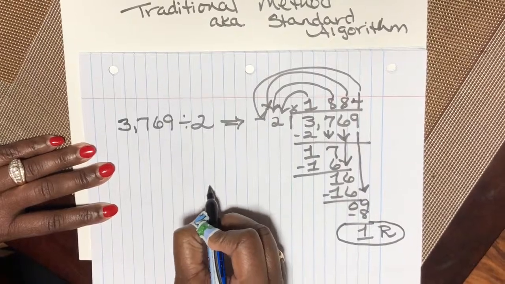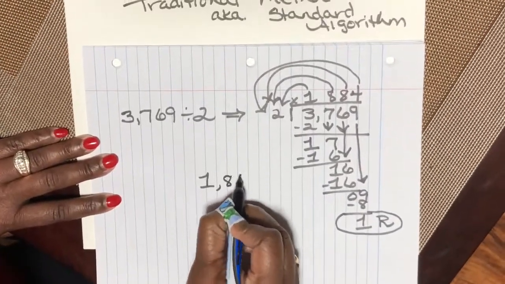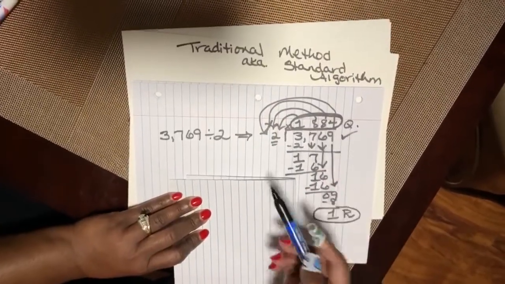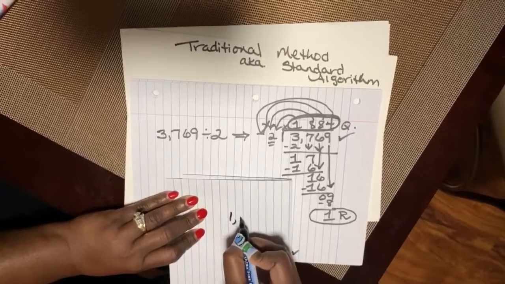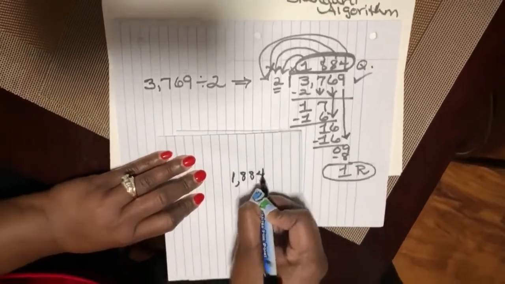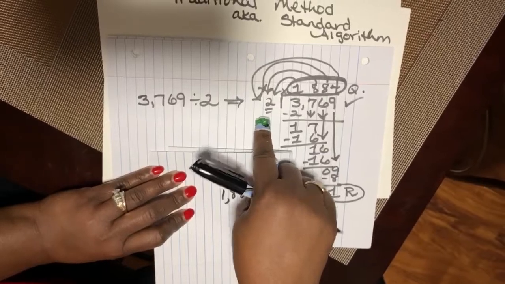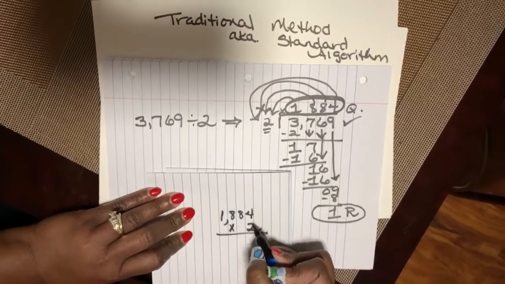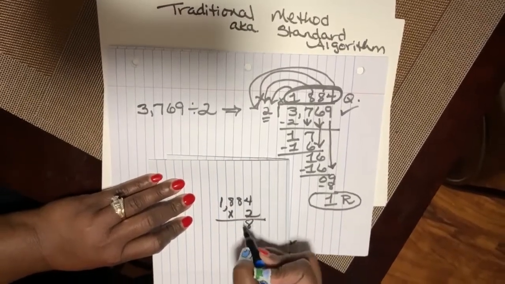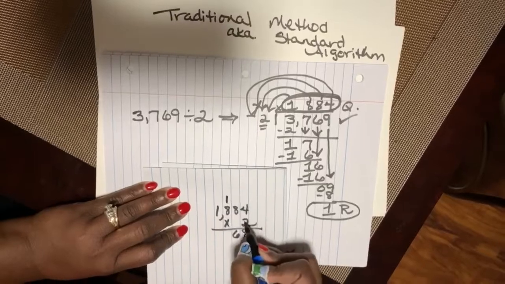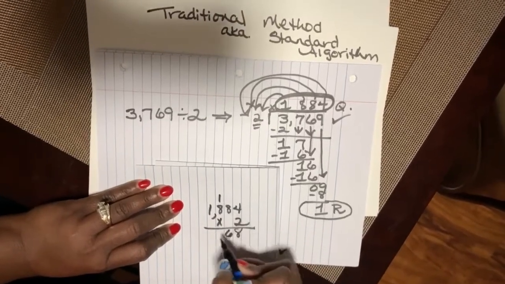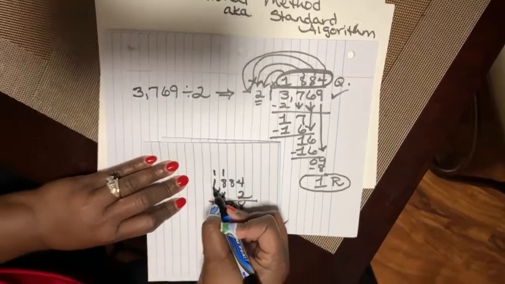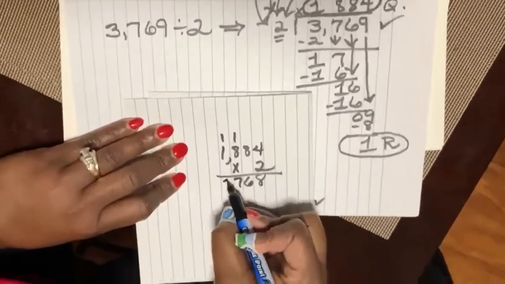We're going to put our answer over here because all division has to be checked with what? Multiplication. So we're going to take our quotient, which is 1,884, and we're going to multiply by our divisor, which is 2. That's 2 times 4 is 8. 2 times 8 is 16, carry my 1. 2 times 8 again is 16 plus that 1 is 17, carry my 1. 2 times 1 is 2, plus that 1 is 3.